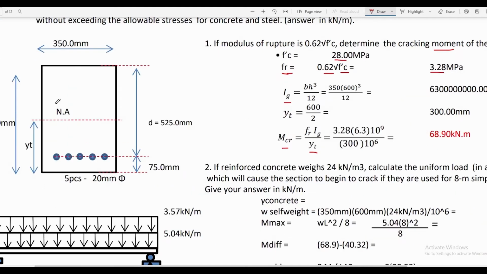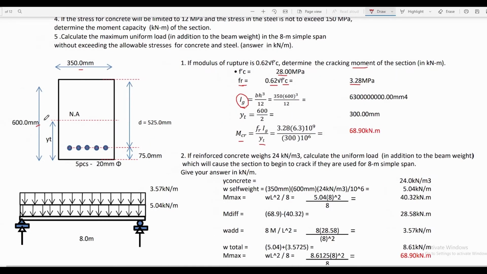And for Ig, since the concrete alone will resist both compression and tension, we have to make use of the moment of inertia of the entire section, and it can be calculated by the simple formula equal to bh cubed all over 12. We substitute the values of b and h in our equation. This is equal to 350 and 600 mm respectively. Then we can solve for the value of the moment of inertia in millimeter raised to 4.